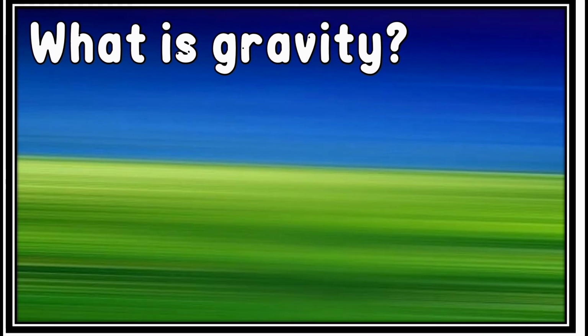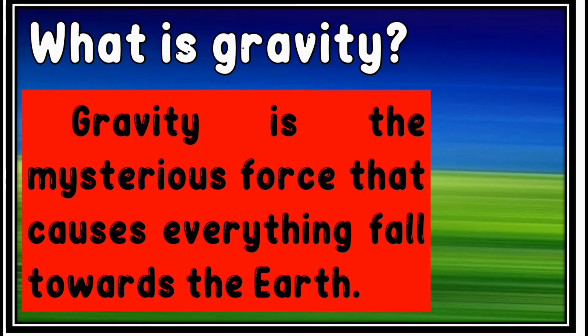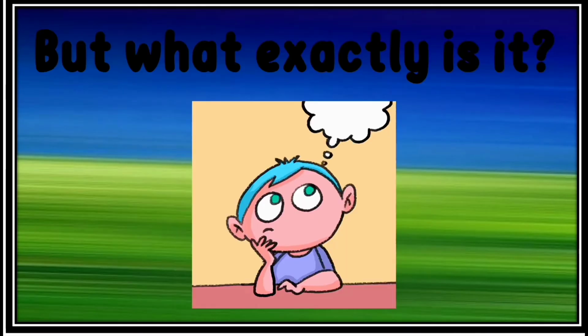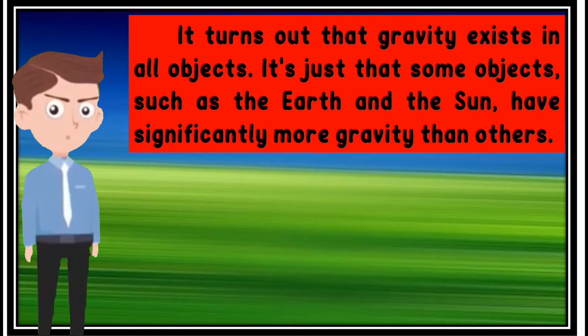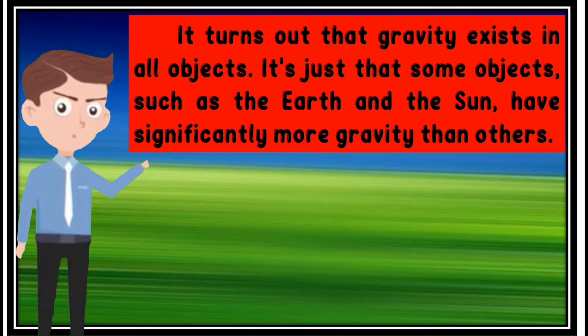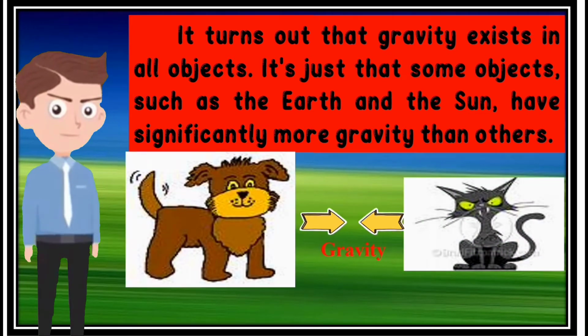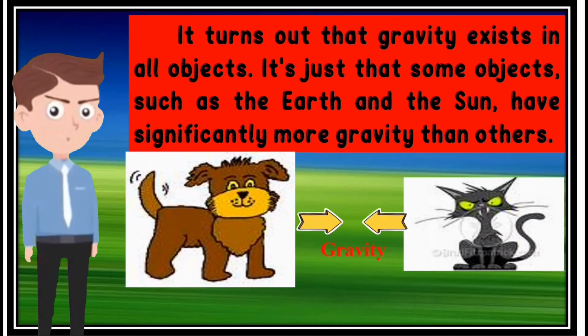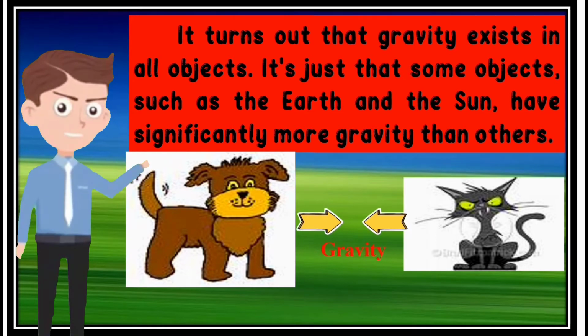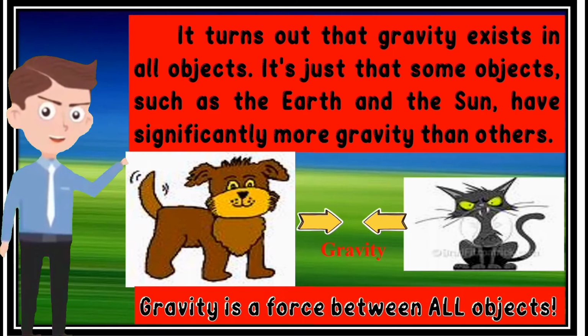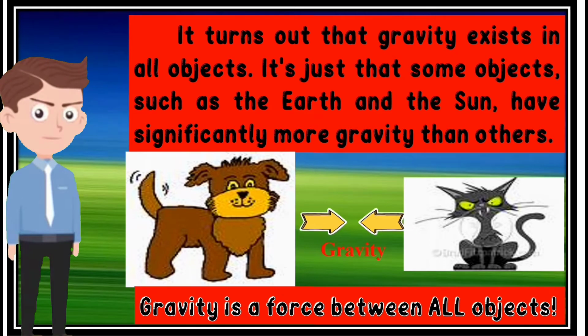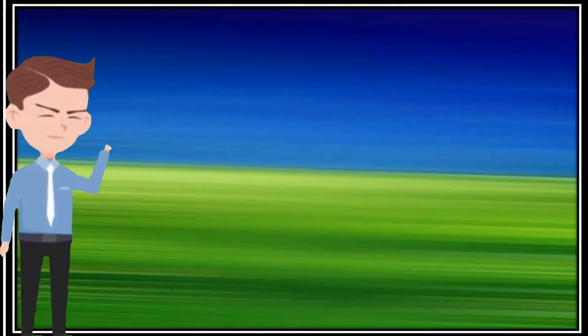What is gravity? Gravity is the mysterious force that causes everything to fall towards the earth. But what exactly is it? It turns out that gravity exists in all objects. It's just that some objects, such as the earth and the sun, have significantly more gravity than others. Gravity is a force between all objects.